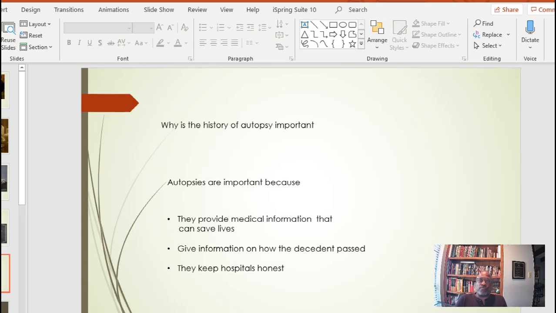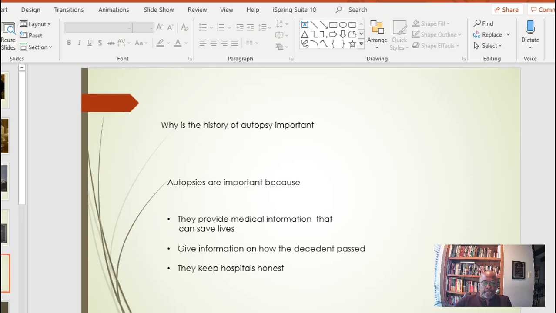Autopsies also give information on how the decedent passed. Say you were walking down the street and dropped dead. They'll do an autopsy to see what happened to you. Did you have a heart attack? Did you have a stroke, or what happened to you? It could be anything, but the autopsy is going to show what happened to you. And I think that's a testament to how far the autopsy has come today, where anything that happens to the human body, they can figure it out.